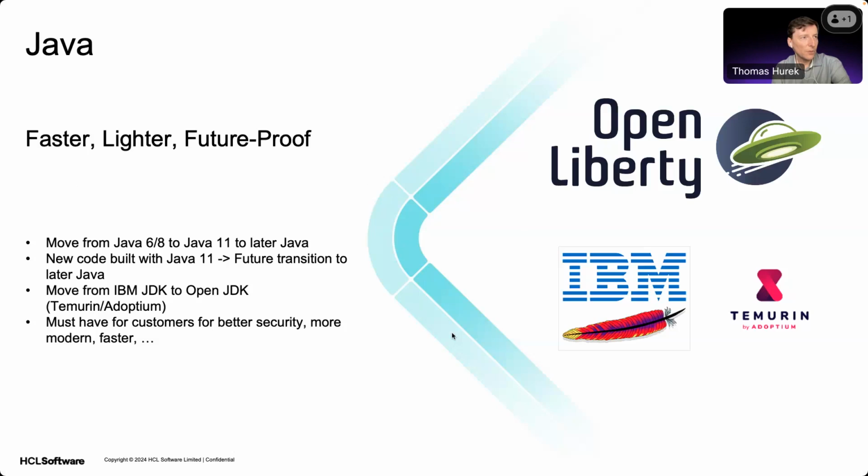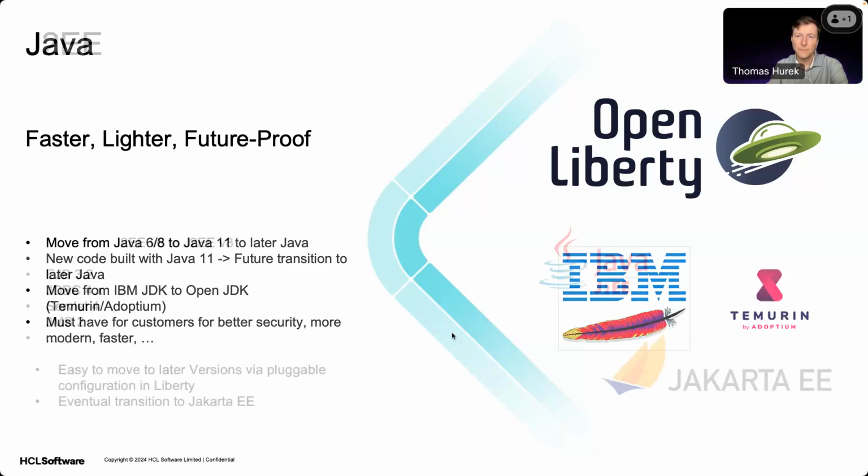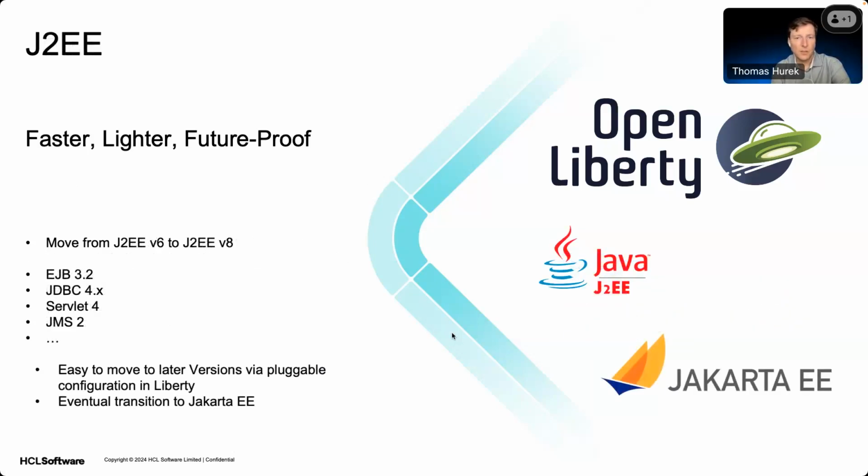We've also moved from the IBM JDK to OpenJDK or Semeru JDK, and this builds faster, it starts faster, it's more lightweight, it's overall a great experience. Similar to Java, also on the J2EE side of things, we have upgraded from J2EE 6 to version 8, and that brings a lot of new capabilities along, like the Servlet 4 spec, the EJB 3 spec, and so on, that give you the capabilities that you might want to have for modern applications.